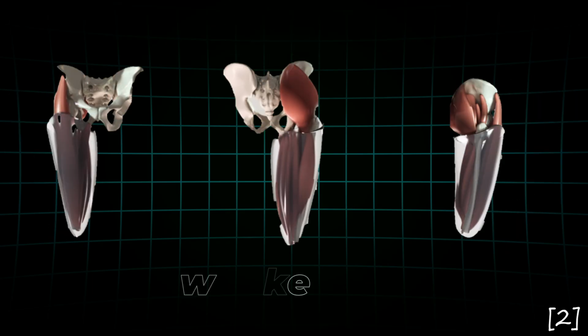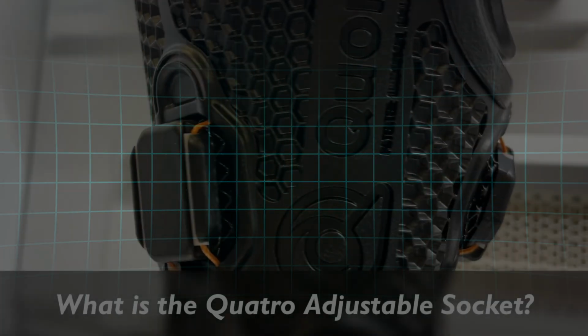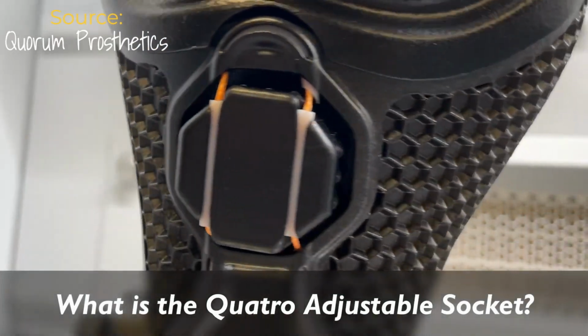Another approach comes from the Milwaukee socket. This design takes a different path. It completely eliminates trochanteric support and features a lower overall trim line all the way around. The idea behind it? To achieve secure suspension mainly through muscular engagement and blocking, rather than relying on rigid anatomical support. And yes, 3D printed sockets are already here.